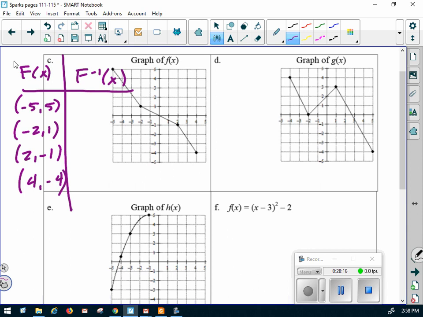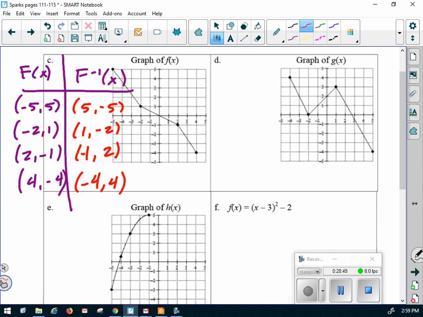What points would be on your inverse? 5, negative 5, 1, negative 2, oh, whoops, negative 1, 2. You plot those, connect them, and there's your inverse, which you can see on the author's picture, right? Okay, help me out. Please don't sit and try to write all this down because we have to move on.